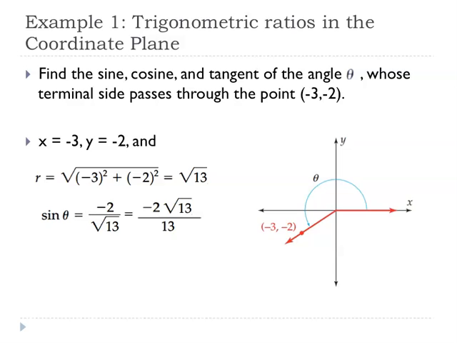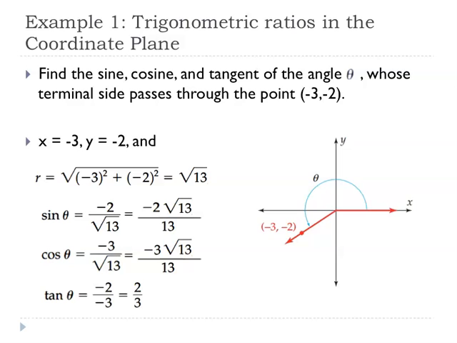All right, next is cosine. Cosine is equal to x over r. So that would be negative 3 over root 13. Again, rationalize the denominator. We end up with negative 3 root 13 over 13. And lastly, we have tangent of theta, which is y over x. So that's negative 2 over negative 3. And the negatives cancel, so we're left with 2 over 3.